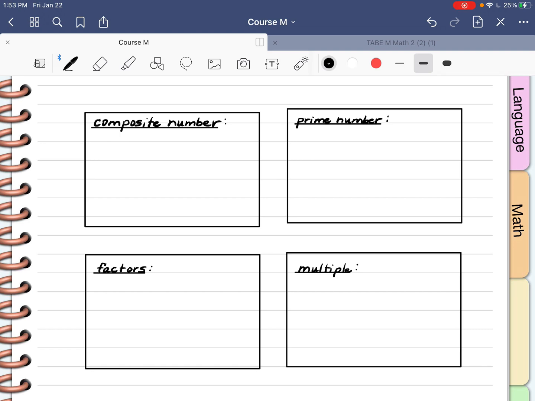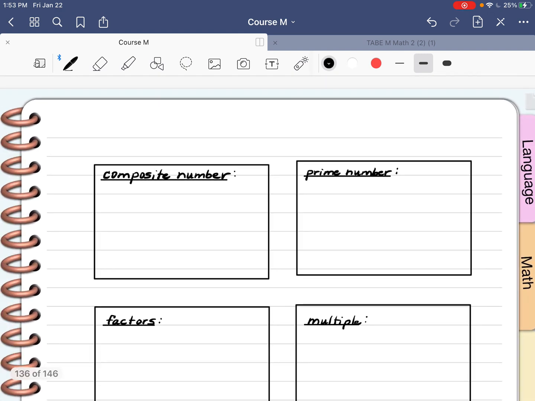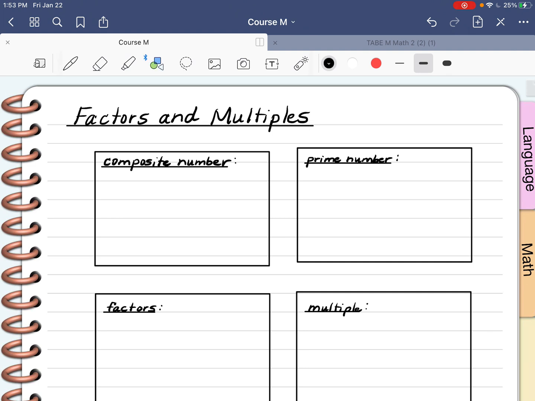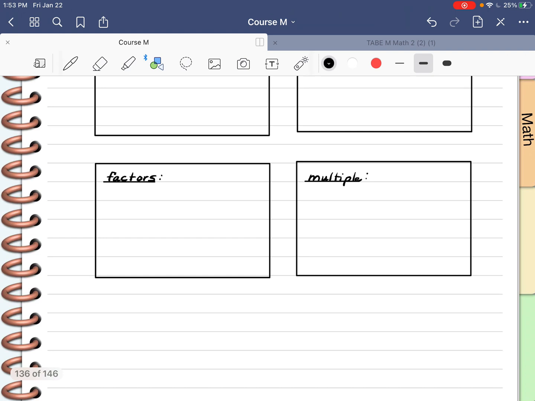But in this one, I want to talk to you about the title of this. Let's go ahead and give the page a title. I know your flashcards are not stuck down, but we're talking about factors and multiples. If you had to give this one a main idea, it's factors and multiples. So let's do these flashcards and then I'll give you some examples of factors and multiples. I'm going to start with factors.